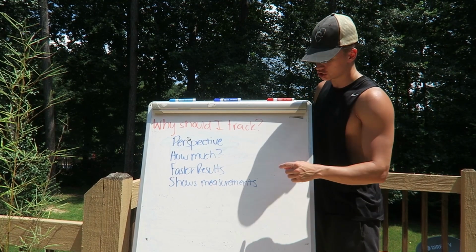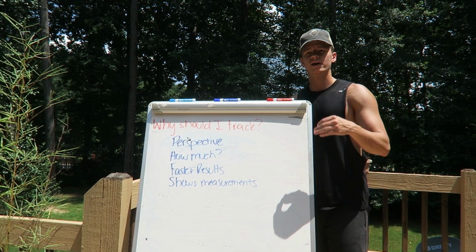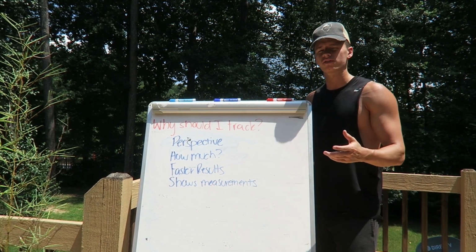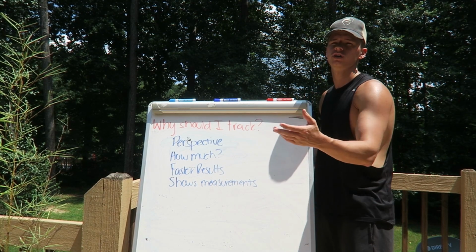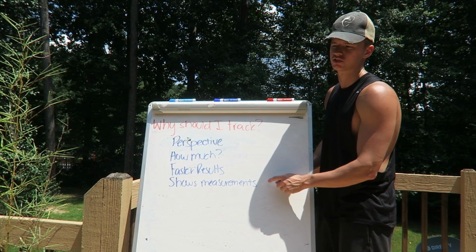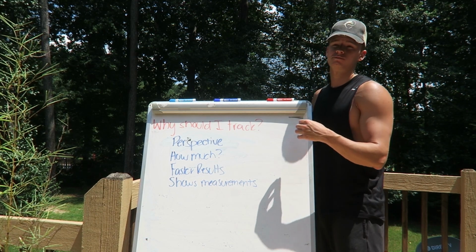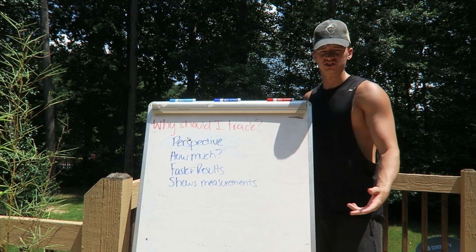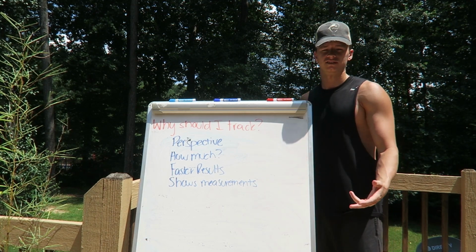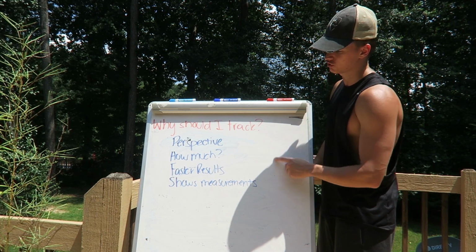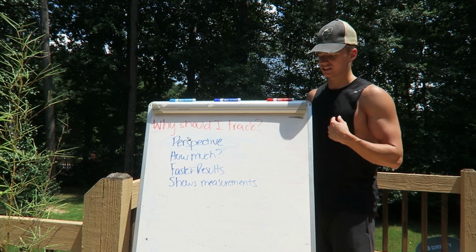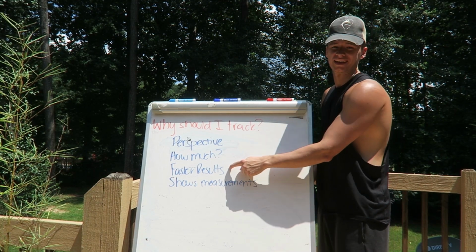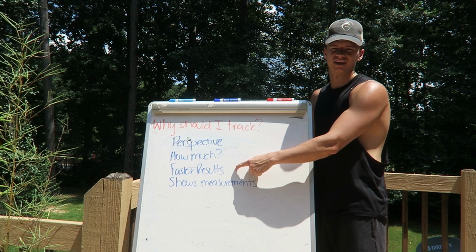And lastly, it shows you measurements of food so that 1 or 2 years down the road, you'll know what 5 ounces of chicken looks like. You'll know what 2 cups of rice looks like, and you won't have to track all the time. I still track pretty much every day, but I don't have to. Like, I know how much 5 ounces of chicken is. I know how much 2 cups of rice is. I know what that looks like. So I don't have to track anymore if I don't want to. I just like to be as accurate as possible and get faster results. I don't like wasting time.